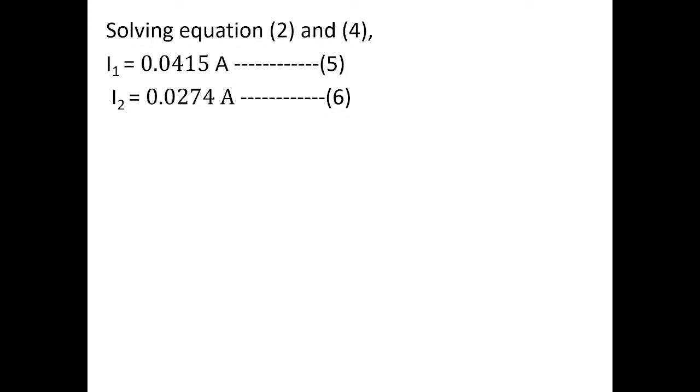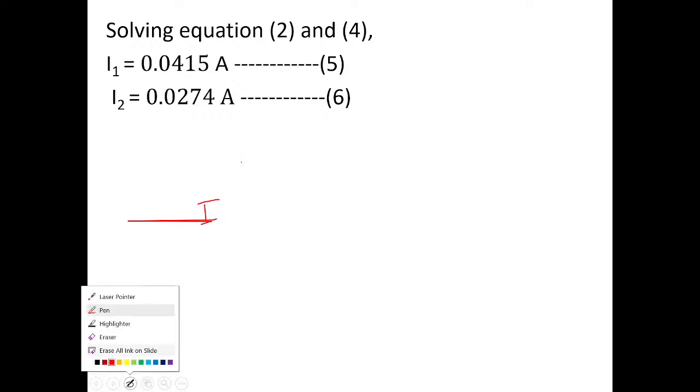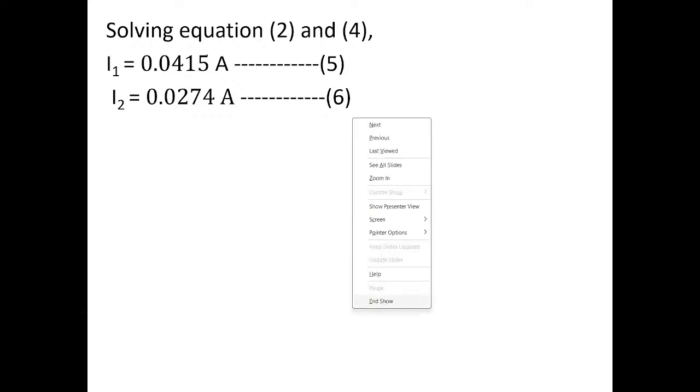So the answer, if you solve using a scientific calculator, you can get I1 value as 0.0415 amperes and I2 value as 0.0274 amperes. Okay, this is it. So if you want, you can convert this I1 current, which is in amperes, into milliamperes. If you want to convert, I can write with my cursor.